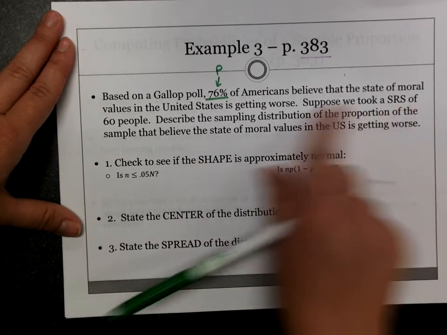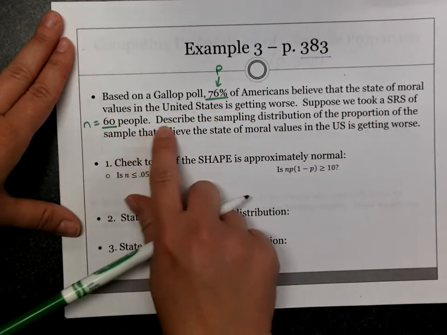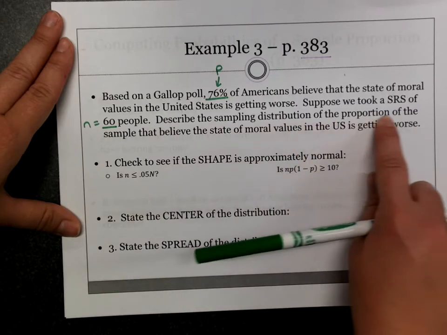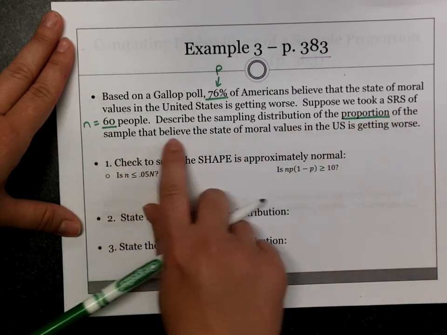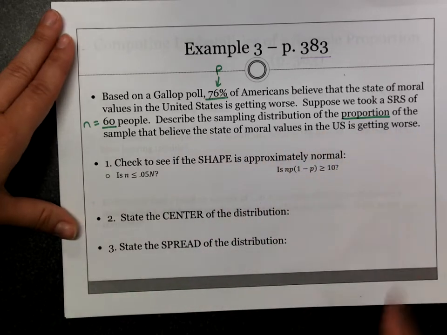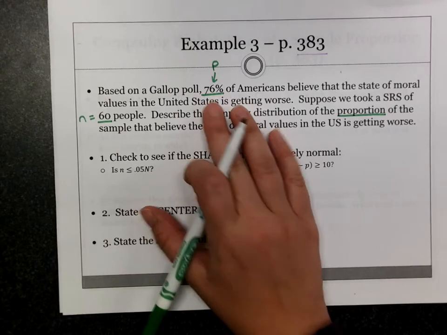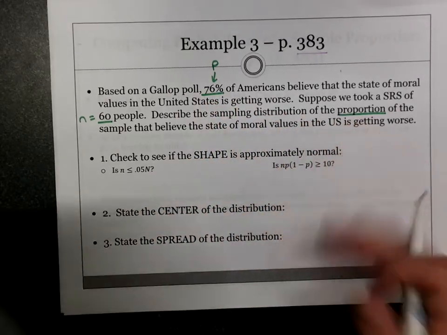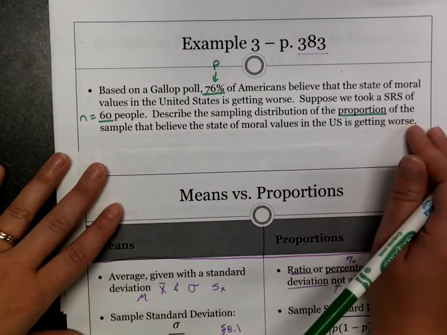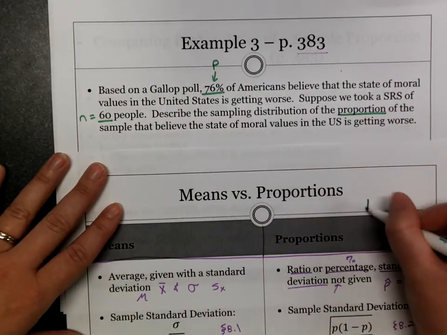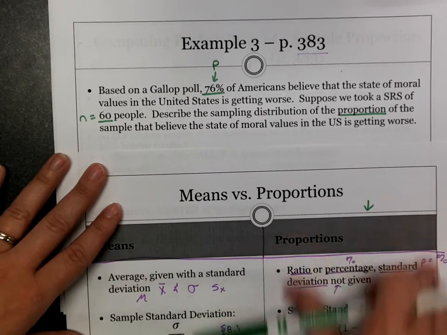Suppose we took a random sample of 60 people. There's my sample size. Describe the sampling distribution of the proportion, so they kind of give it away for you, proportion of the sample that believes the state of moral values in the U.S. is getting worse. So as soon as you see that percentage, or see the word proportion, or notice that in this problem there is no standard deviation, your brain should transition to the proportions. You're dealing with proportions here.